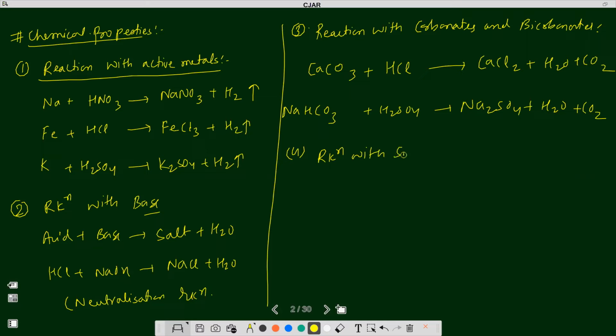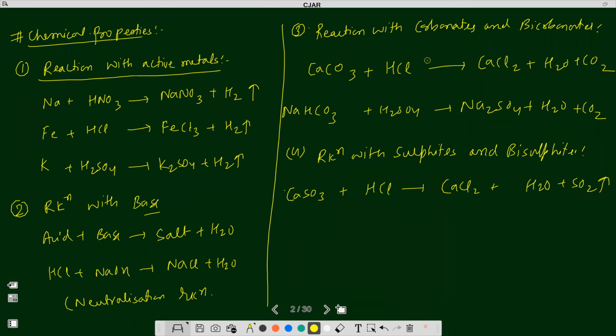Now the fourth one is reaction with sulfites and bisulfites. CaSO3 is calcium sulfite. When we react it with HCl, it forms CaCl2 plus H2O, and sulfur dioxide gas is released. Suppose when you take carbonate, then CO2 is released. When you take sulfite, then SO2 is released.